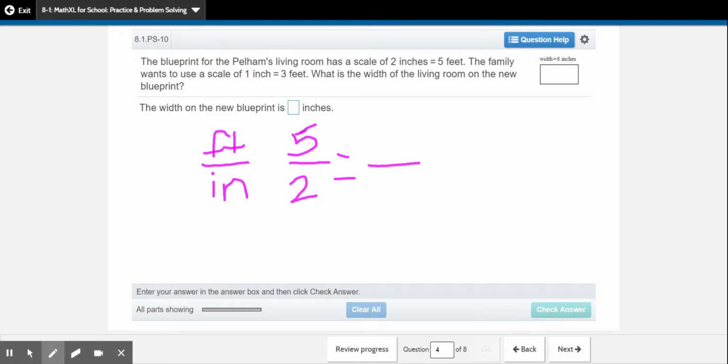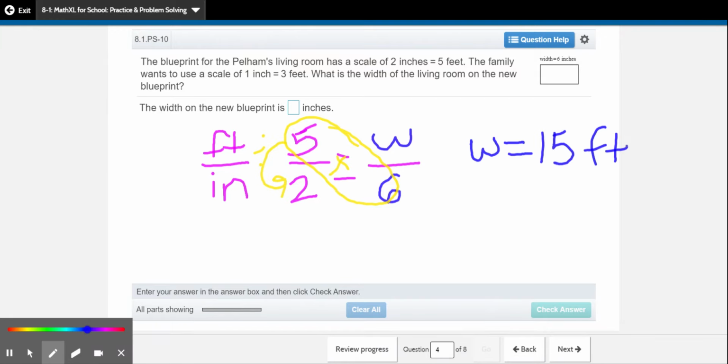Now, we need to find out what our actual width is. We don't know our actual width, but we do know the scaled width is 6 inches. So remember, the way that we solve this is 6 times 5 and then divided by 2. All right, so we found out our actual width. The actual width is 15 feet.